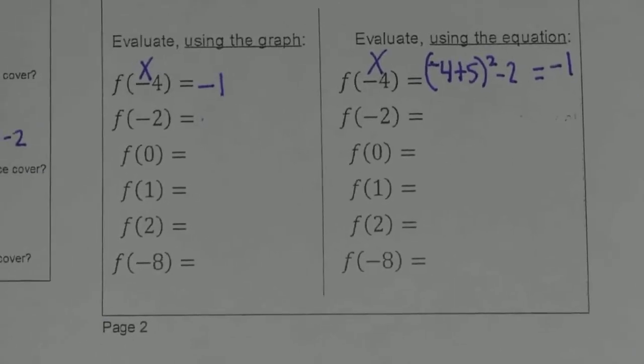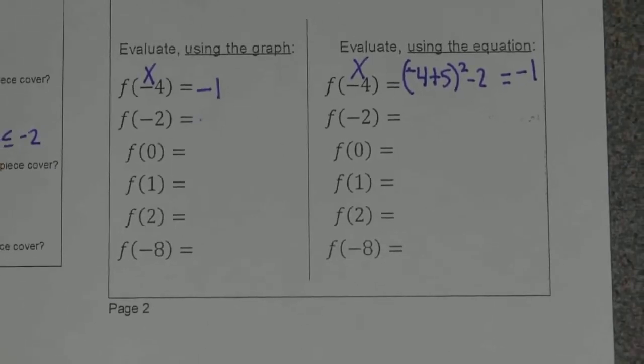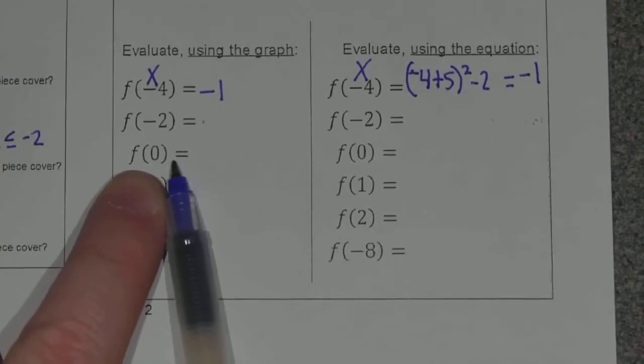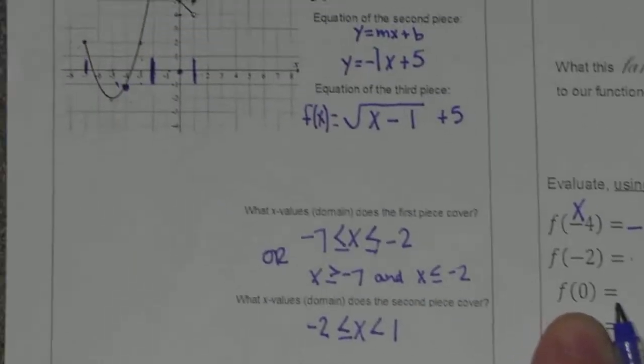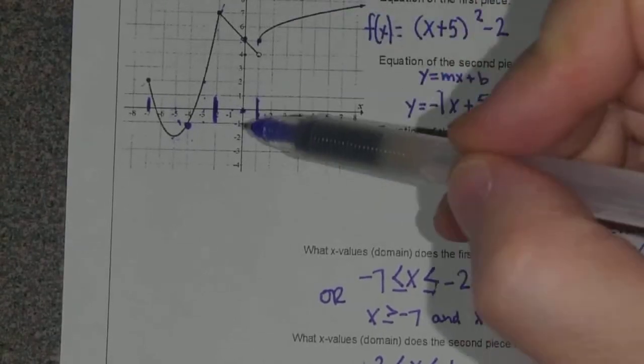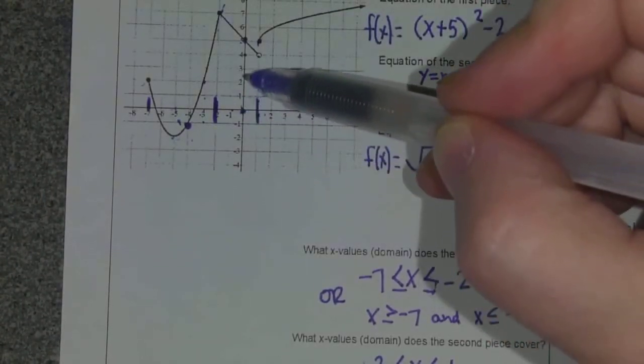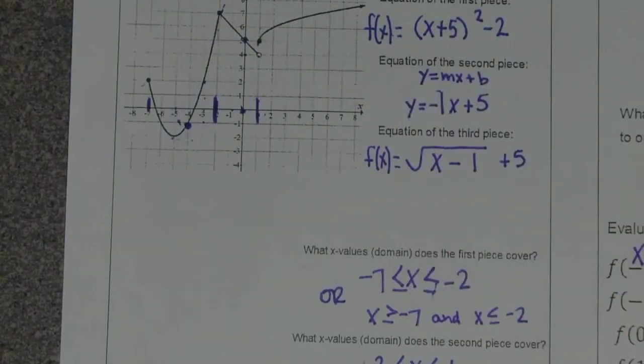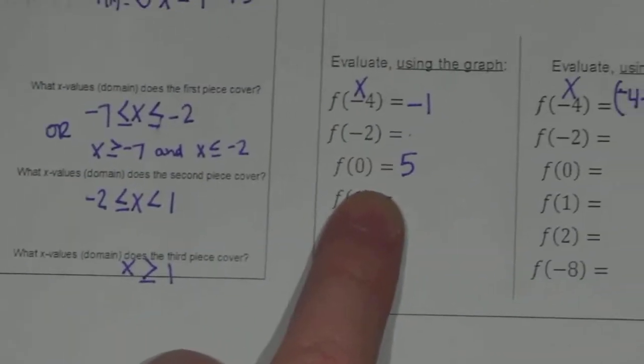Now, I don't think we need to take the time to do all of these, but let's do a couple more to make sure. So let's go with f of 0. So using the graph, come over and look at the graph. When your x value is 0, what's your y value? 5. So f of 0 is 5.